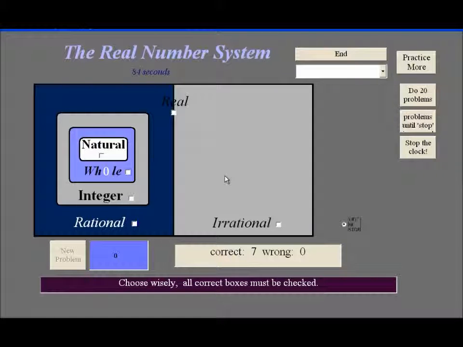So if you have trouble recognizing what numbers are natural, whole, integer, rational, or real, you could use this program, the real number system. And it says choose wisely. All correct boxes must be checked. So when you click that box, you have to make sure that you're clicking the box that would light up all the other ones that are correct.